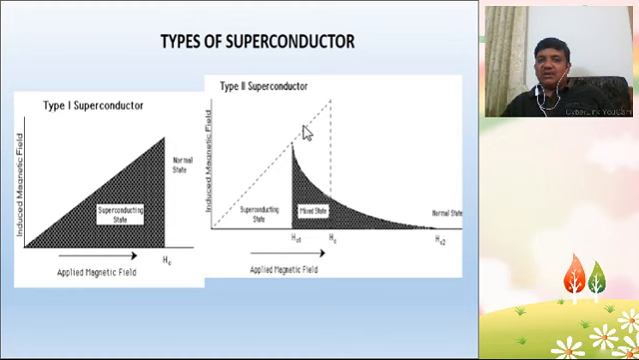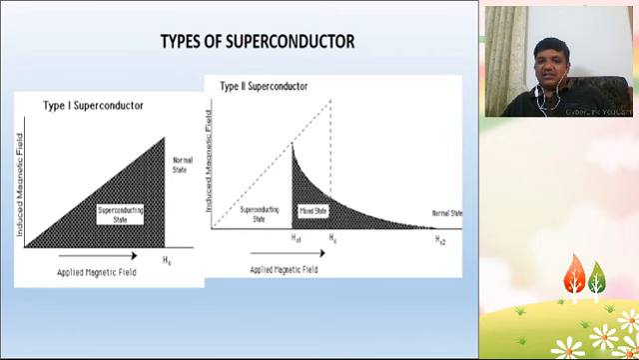Type 2 superconductors are like niobium, and they do not have the complete Meissner effect, they do not exhibit complete diamagnetic property. We can see that there is one critical temperature for type 1 superconductors, but they have two critical temperatures for type 2. So we have a mixed state here, and this mixed state will have both the superconducting state and also the normal conducting state.